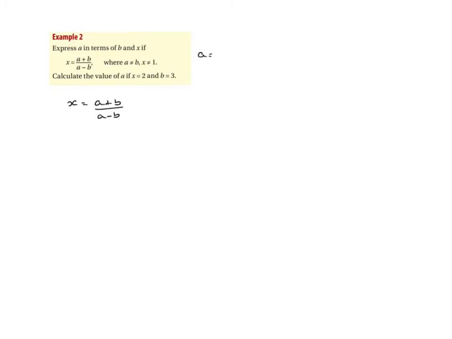Right, my first issue here is the fact I have this fraction. So I want to try and get this away and up to here. So I'm going to multiply both sides by a minus b. If I do that, I end up with x(a minus b) is equal to a plus b on the right hand side. Okay, the next thing I'm going to do is multiply out this bracket here.